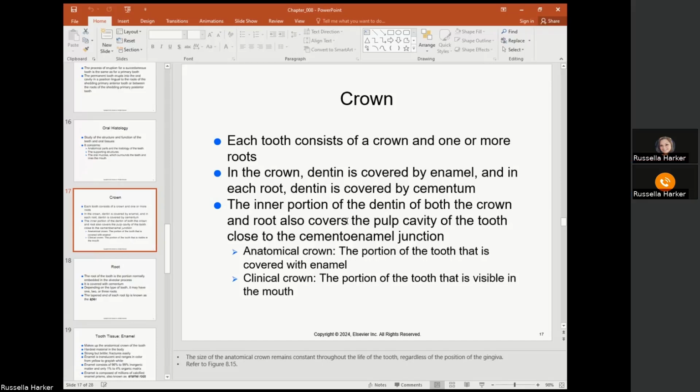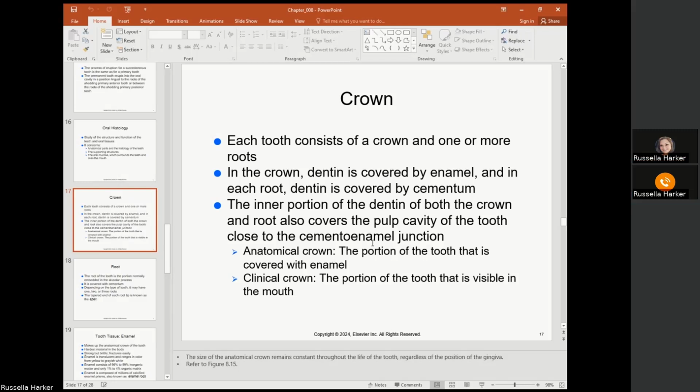The inner portion of the dentin of both the crown and root also covers the pulp cavity of the tooth close to the cemento-enamel junction. So the dentin covers up what's even deeper inside the tooth, which is the pulp chamber in the crown and the pulp roots inside of the tooth, the nerve chambers, which house the nerves for the tooth and the blood supply. The cemento-enamel junction is where the cementum and the enamel meet.